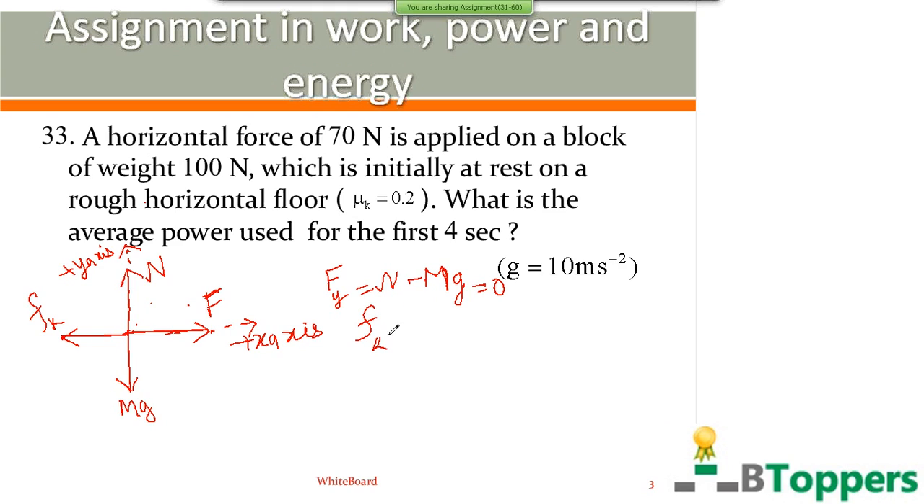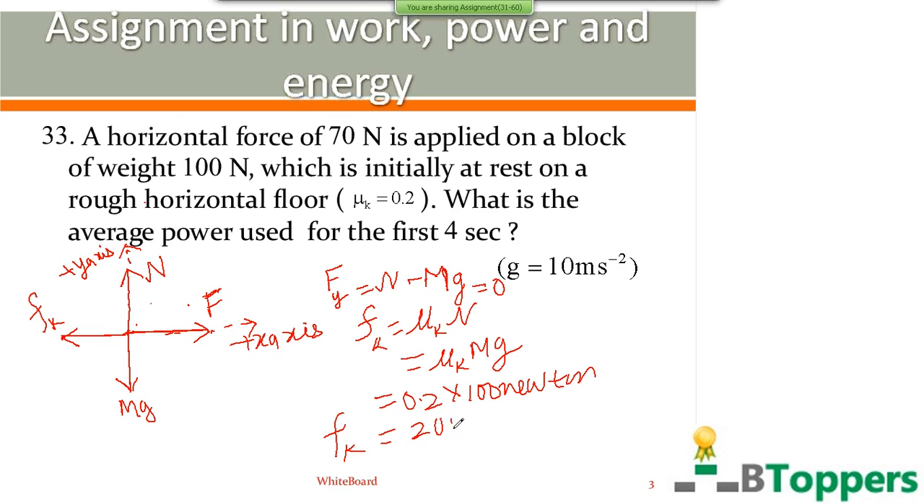So the magnitude of kinetic friction on the block during the motion is equal to the product of the coefficient of kinetic friction and the magnitude of the normal reaction. The magnitude of the normal reaction is equal to mg. So mu k is given as 0.28, and mg of the block is given as 100 newtons. So the magnitude of kinetic friction on the block will be 20 newton.